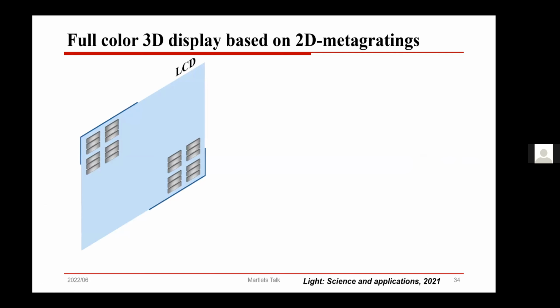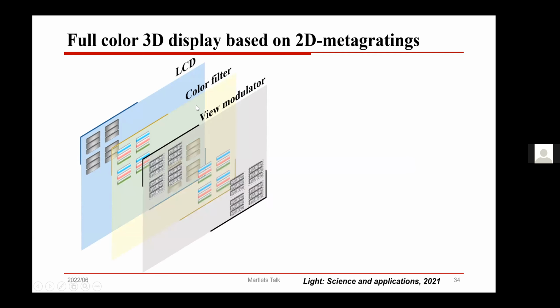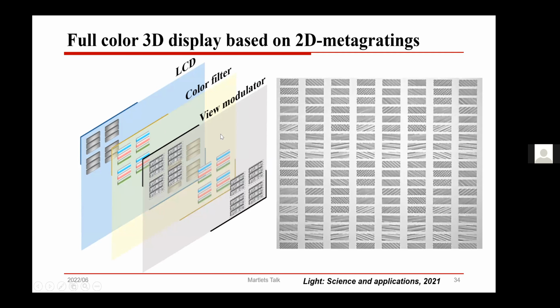But it's one color. We want to have a full color 3D display, and we want it to be refreshable so that we can see movies. So we use an LCD panel, and in front of the LCD panel, we incorporate a color filter. And another view modulator is placed in front. These three elements are aligned pixel by pixel. And this is a photo of the view modulator.